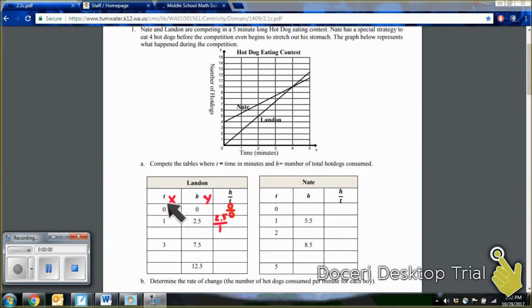Now if we look, our t is going 0, 1, blank, 3. So we're missing the 2 value in here. So let's go ahead and put a 2 value in for our t.